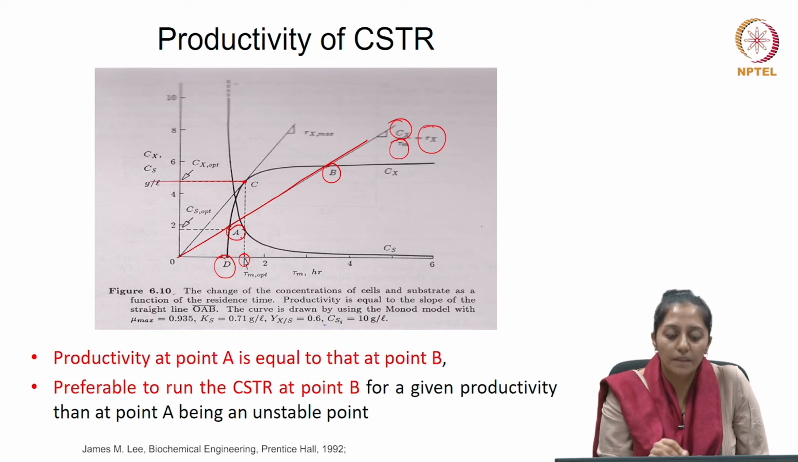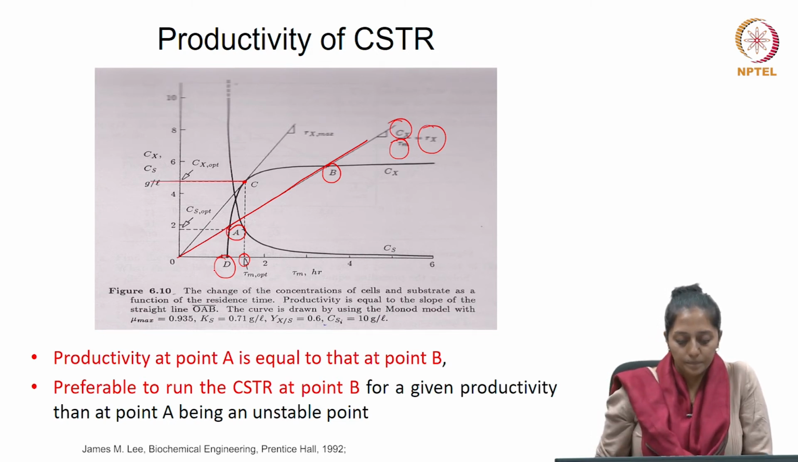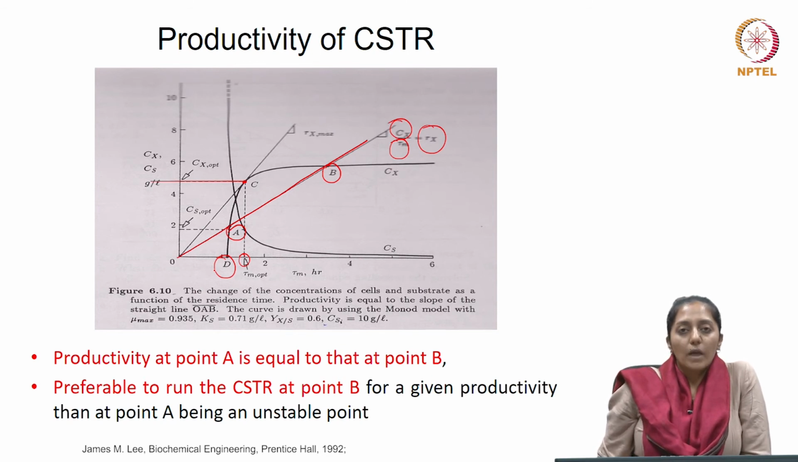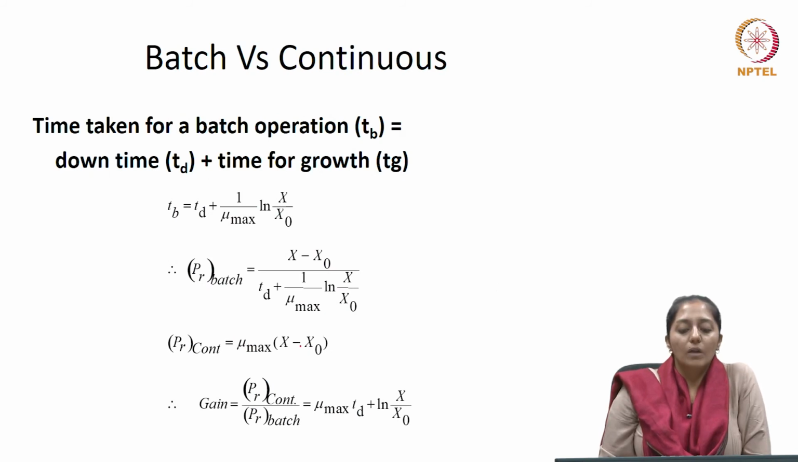We do not prefer to run the chemostat at point A because it is close to the washout point, which is the point D. So, productivity at point A in the plot is equal to that at point B. It is preferable to run the CSTR at point B for a given productivity than at point A because it is an unstable point. So, now let us do a comparison of productivities which we achieve in batch and continuous.